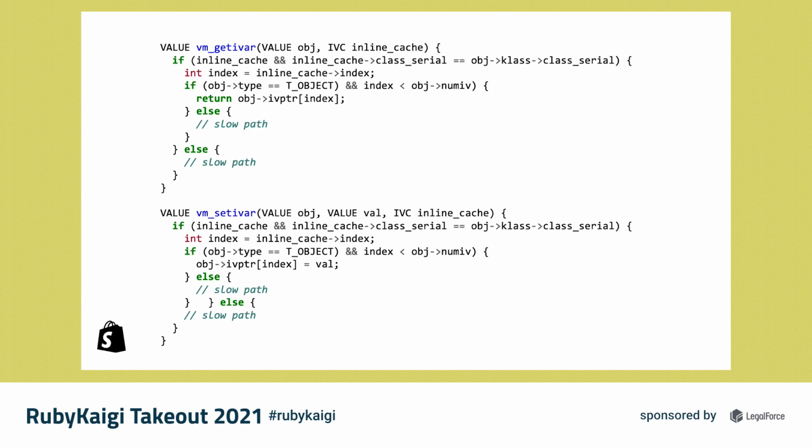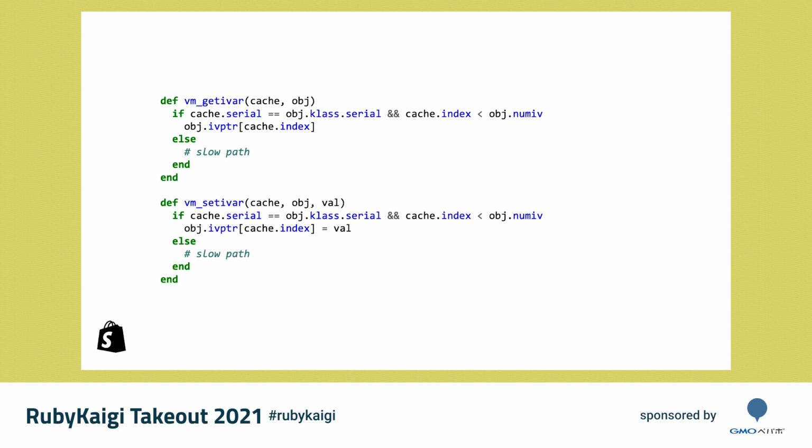A class serial is the version number of a class. It's incremented whenever the class is modified. We then also have to check that the object has as many instance variable slots as required, because the object may not have the same size as other instances of the same class.